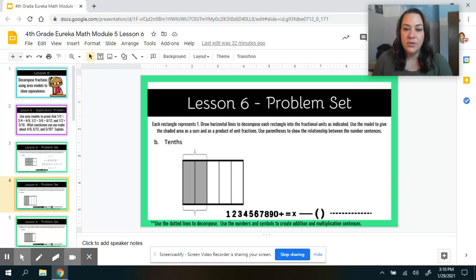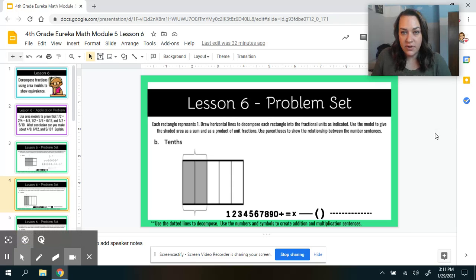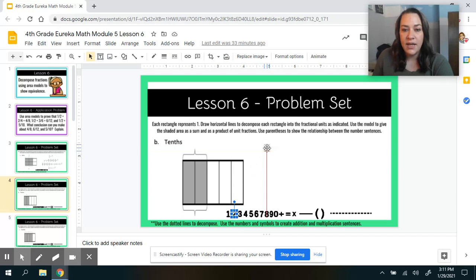Okay. So here we are. Here's our first one. And notice what we have. We have two of them shaded. So we know we're going to have 2 as our numerator. And it is 2 fifths. So there's 1, 2, 3, 4, 5. So we have 2 fifths. And it wants us to decompose that into tenths.